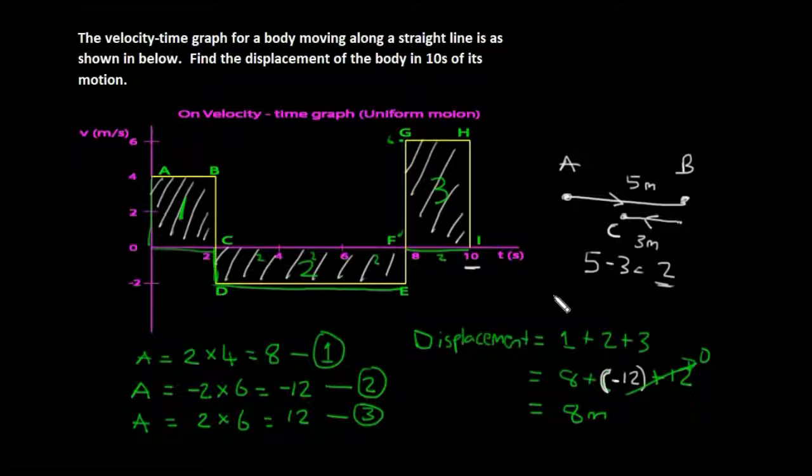Total distance covered in this example is equal to what? Distance is the total, 5 plus 3, which is equal to 8. Over here, we are looking at displacement. Hence, the total displacement of the journey of this body moving in a straight line is 8 meters. I hope we have understood this difference between distance and displacement.